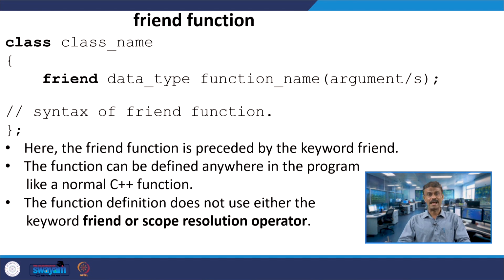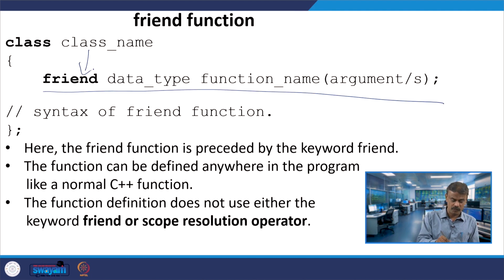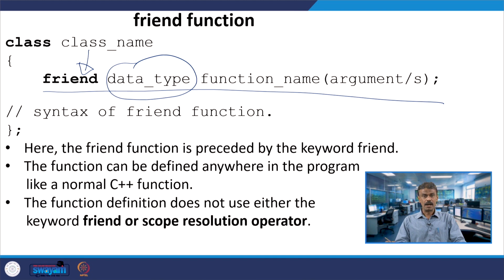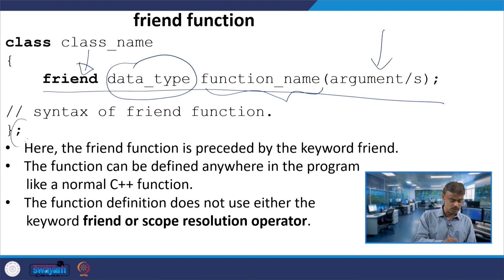Here you have class, name of the class. Inside, let us assume one of the statements. I use the keyword called friend, and then you have a data type, and then the name of the function. As usual you will have an argument, the usual function name with the argument. This is exactly the syntax, and then your class is over. Inside the class you can have anything, like member data and other member functions.